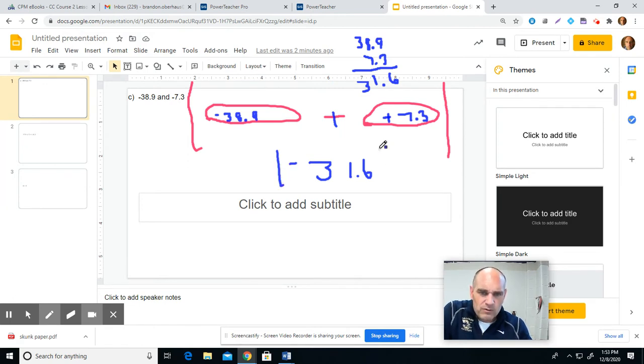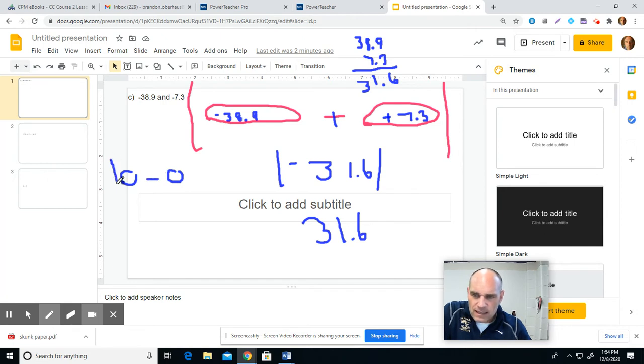And then remember, these are in absolute value. So absolute value, remember the numbers always come out positive. So this is going to be a 31.6 positive. So the key to this is anytime I want to find the distance between 2 points, we always take the 2 points, we subtract, and then we take the absolute value. All right, and that's what we did here.